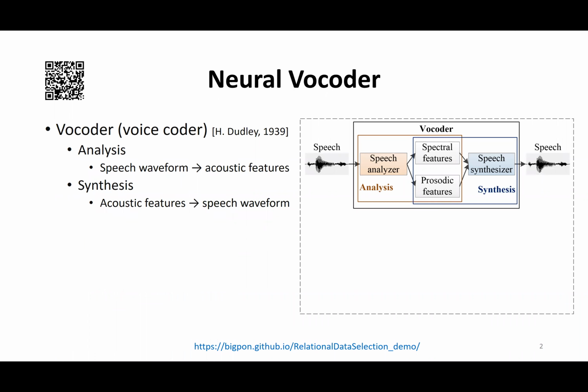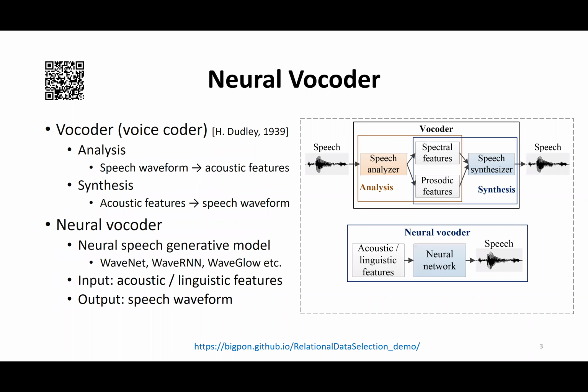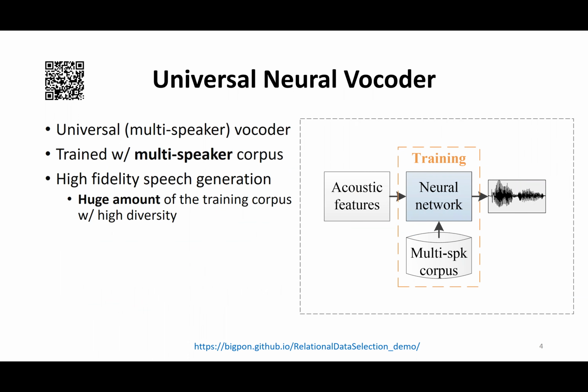A vocoder is a voice coder, which analyzes speech waveform into acoustic features, such as spectra and perceptive features, and synthesizes speech waveform based on the acoustic features. However, a neural vocoder focuses on only the synthesis process. A neural vocoder is a neural speech generative model, such as WaveNet. The input can be acoustic or linguistic features, and the output is a speech waveform. A universal neural vocoder is for arbitrary speakers and trained with a huge multi-speaker corpus.